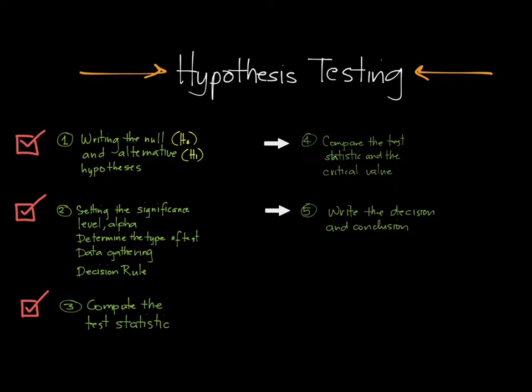So please watch the video that shows an example on how we perform a hypothesis testing on one population mean. In the video, you will see how these 5 steps will be performed.